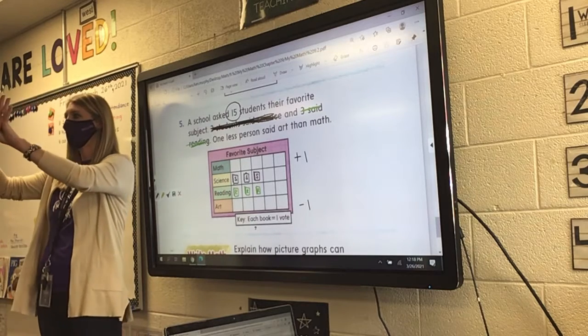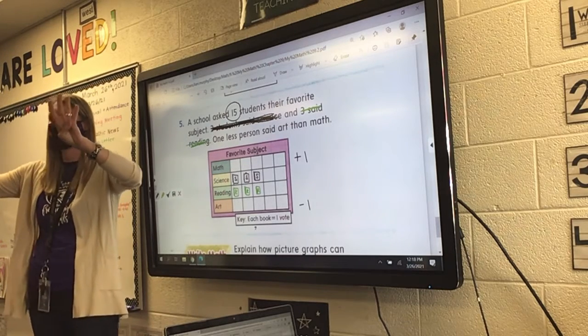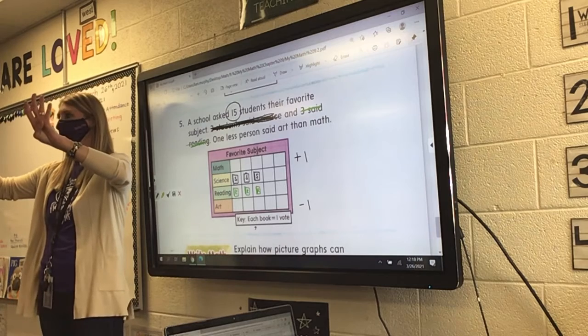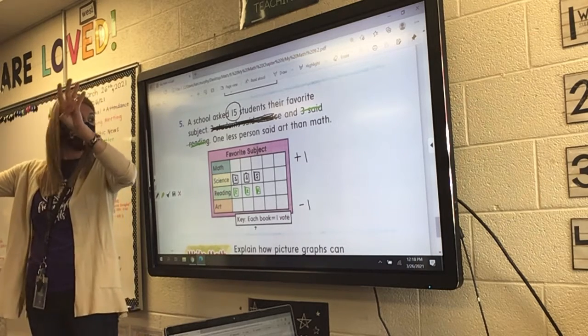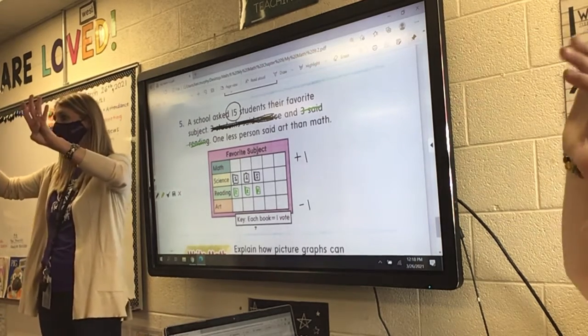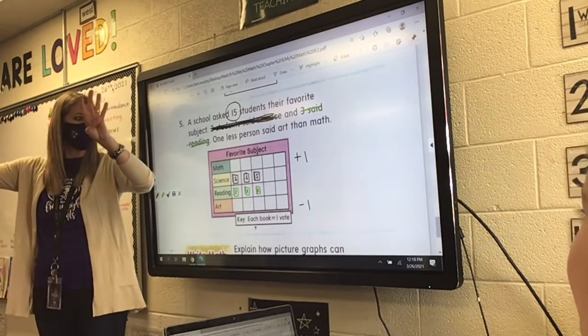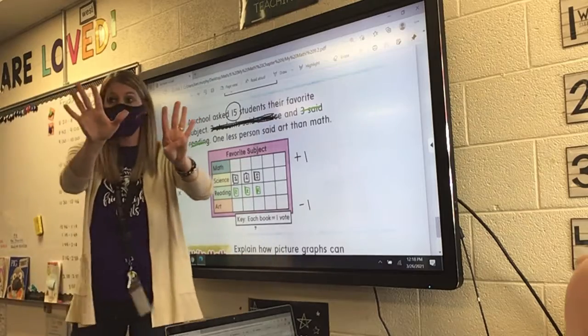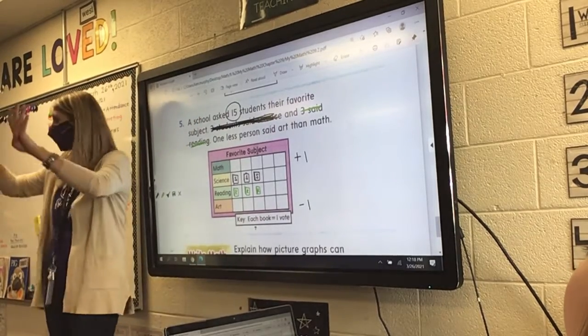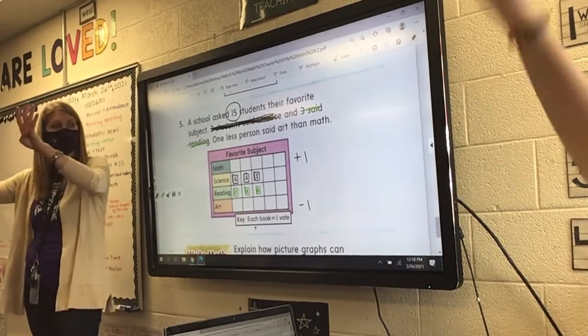So we have 9. Now my fingers are already telling me the answer. Look at my fingers. One has to have more than the other one. Look at my fingers. 5. Carla. Okay, there's 9. But which subject has more? Mason, which subject has more?